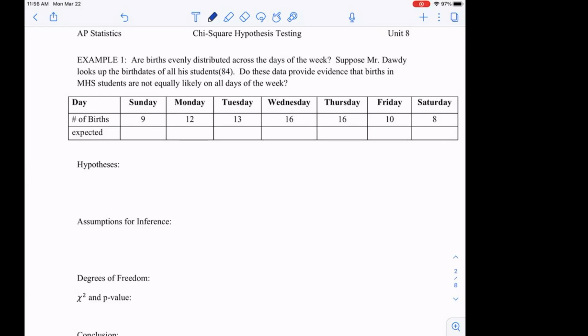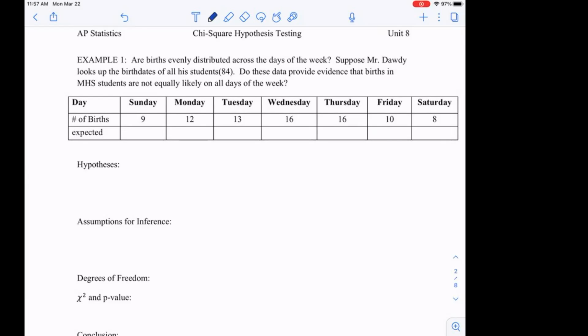Now, we're not going to have any parameters, but we need to list off my observed outcomes and my expected outcomes. So how am I going to figure out all these expected outcomes? Last time we took a percent times my total and did it that way, but what are all these expected outcomes going to be?